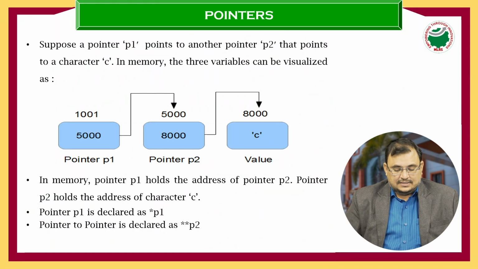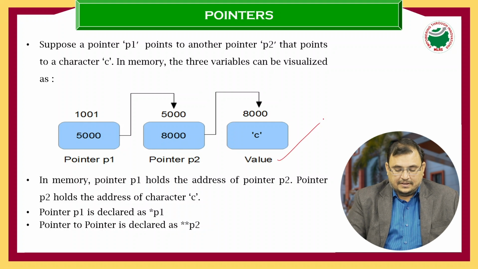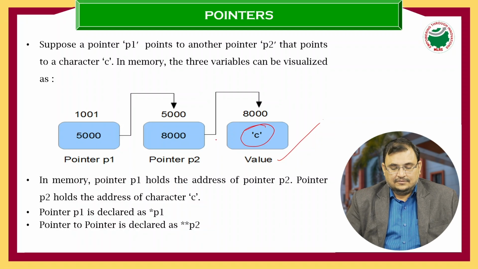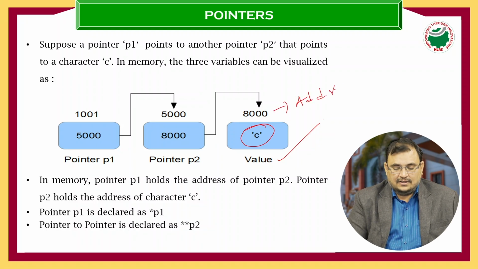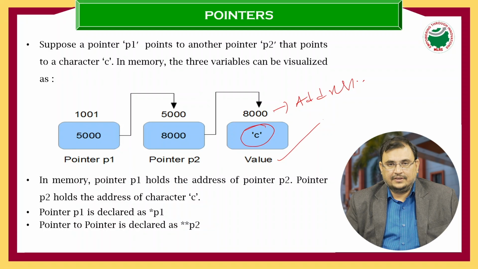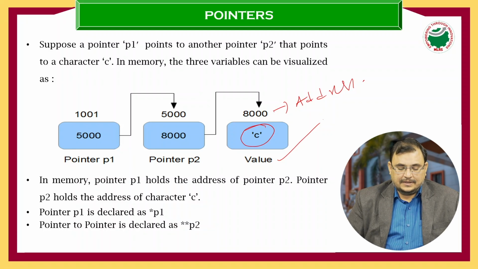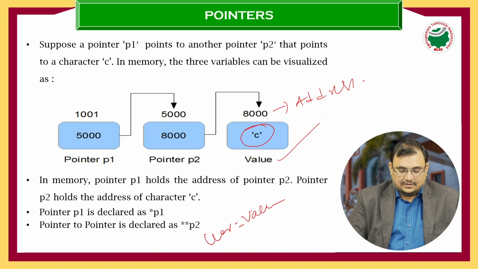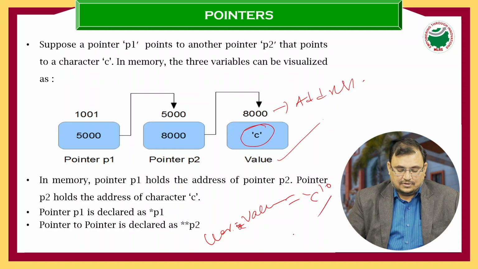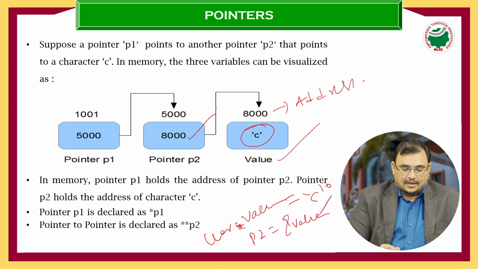So the same concept you can consider. What I am doing is declaring a variable called value, a character variable, and storing a character, that is C, which has some address; 8000 is the address of the variable value. And here I am declaring a pointer p2. Pointer p2 is equal to ampersand of value, so 8000 is stored in p2.